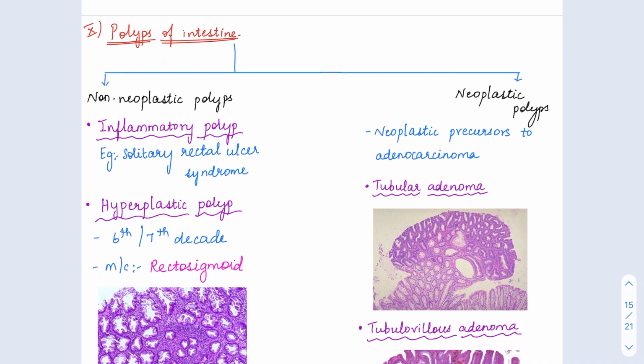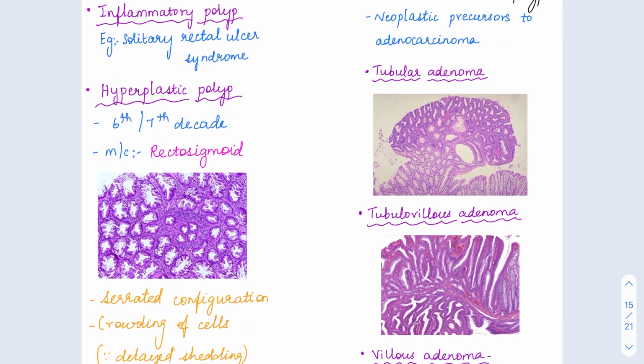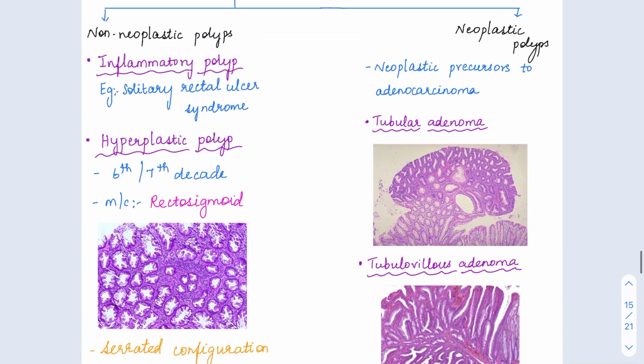So let's move on to polyps of the intestine. The polyps can either be non-neoplastic polyps or neoplastic polyps. Non-neoplastic polyps, let's see about that first. We have various categories: inflammatory polyps, hyperplastic polyps, and hamartomatous polyps.